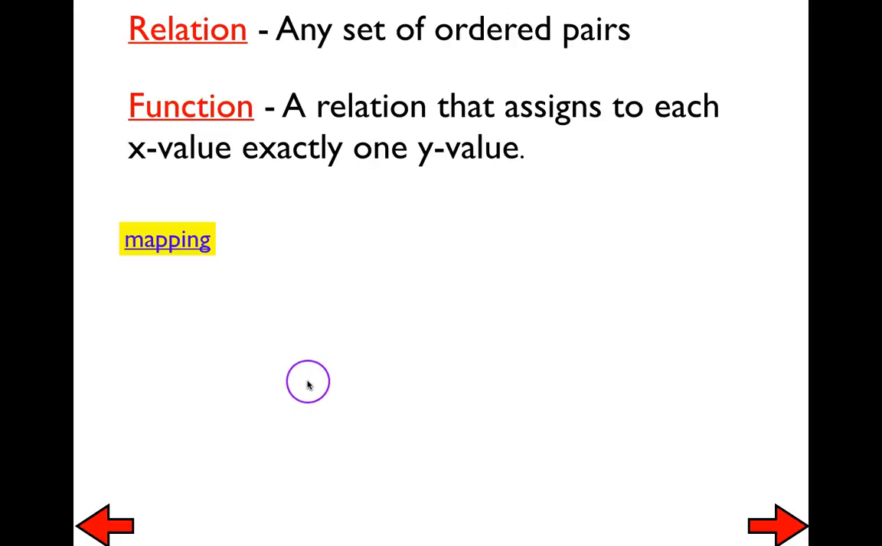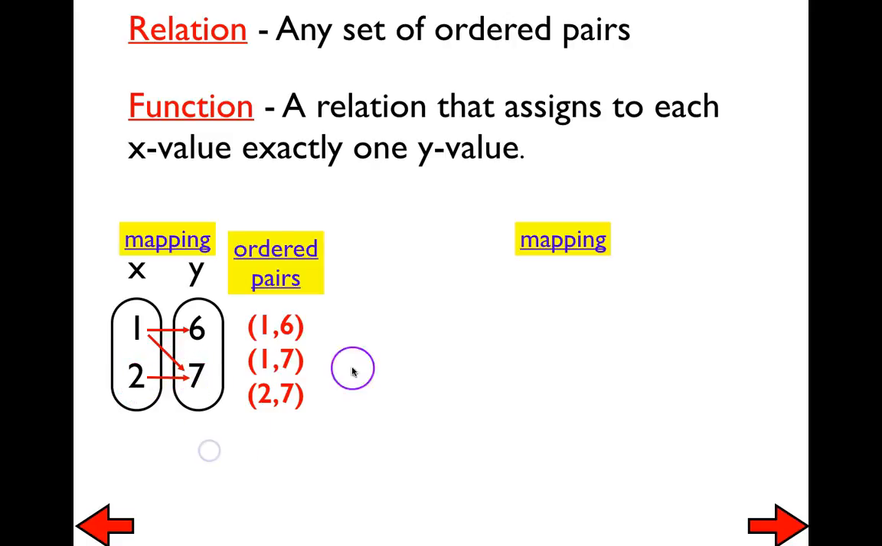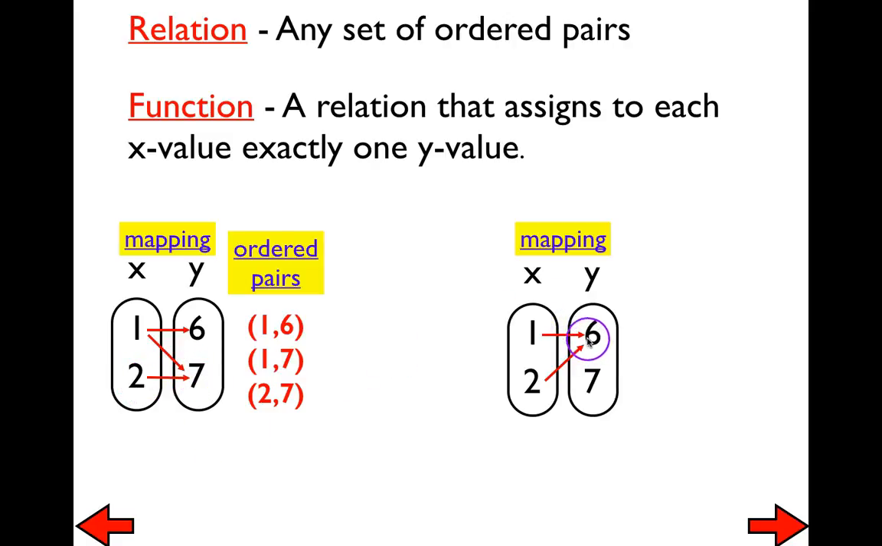So here, there are ways to represent functions and relations. We can use mapping. So here, 1 is to 6, 1 is to 7, and 2 to 7. So here, the ordered pairs would be (1, 6), (1, 7), and (2, 7). In another example, same thing. The ordered pairs would be (1, 6) and (2, 6).